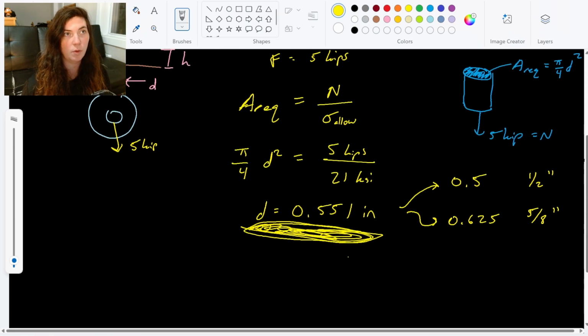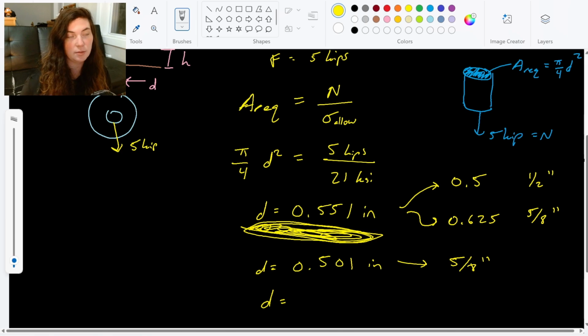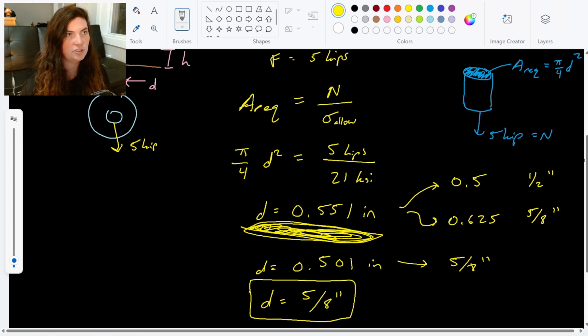We're always going to want to round up. Even if our diameter D here was 0.501 inches, I would still recommend rounding up to the 5/8 inches, just so you have that extra safety factor in there. Right? So this D is a minimum. So if I were to place the bolt order, I would go ahead and put in my eye bolt as a 5/8 inch.